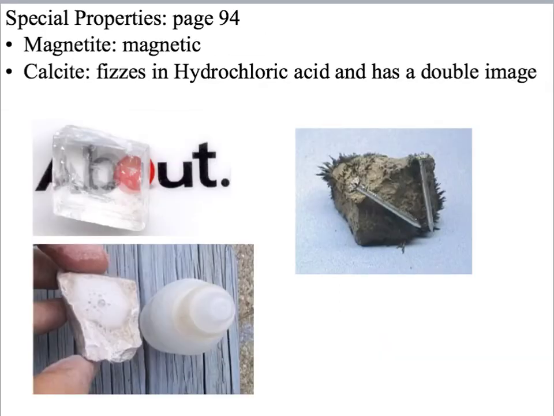A few other unique properties of minerals that you will see are on page 94. Magnetite's a very interesting one. It's magnetic. Calcite does two interesting things. It gives a double image if it's a clear piece of calcite. And another thing is if you put hydrochloric acid on it, it bubbles and fizzes. So it has a chemical reaction when you put that acid on there. So these are just some properties that give you a basic thing to start on.